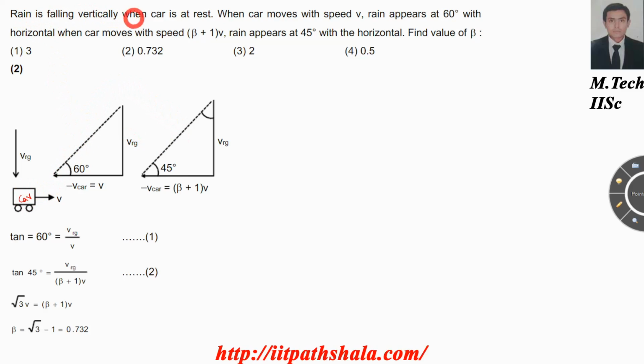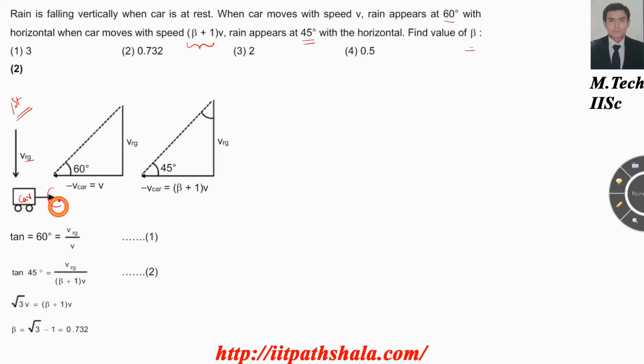Rain is falling vertically when the car is at rest. When the car is moving with a speed v, the rain appears to be at an angle of 60 degrees with the horizontal. Now if you move your car with this speed, you observe the rain to be at an angle of 45 degrees. So you have to find the value of beta. In the first case, when you are at rest, the rain is falling with respect to the ground vertically, and I am not moving with any velocity.